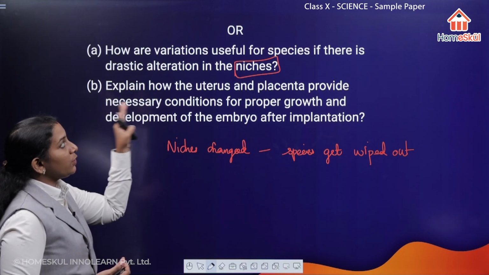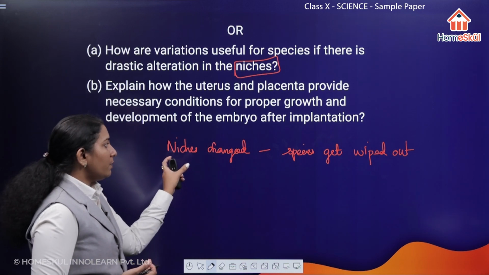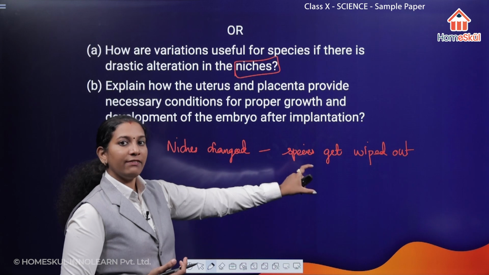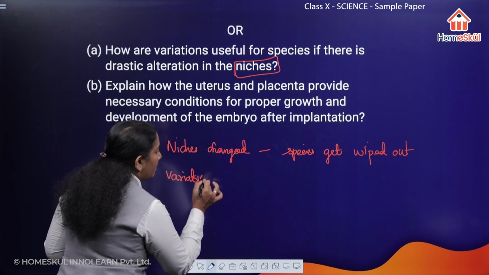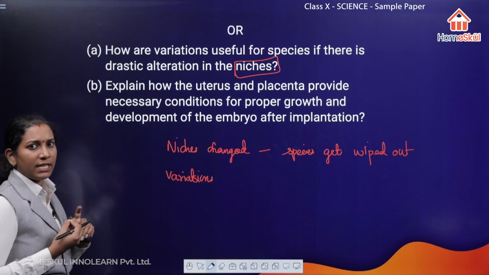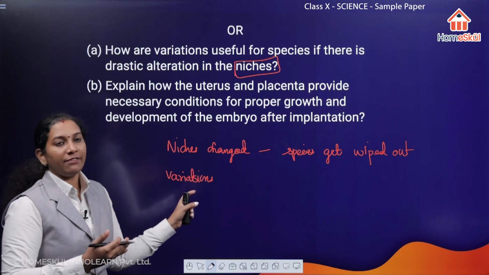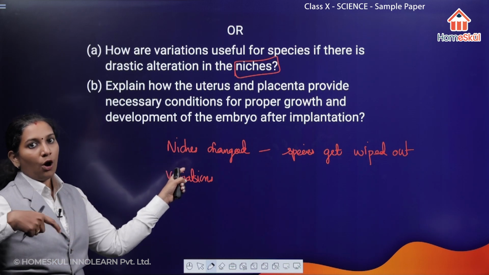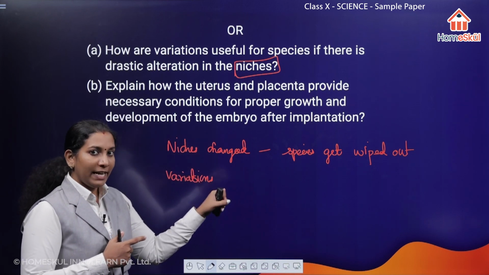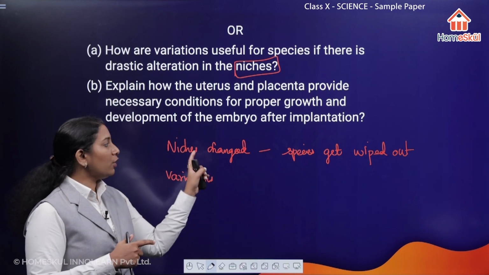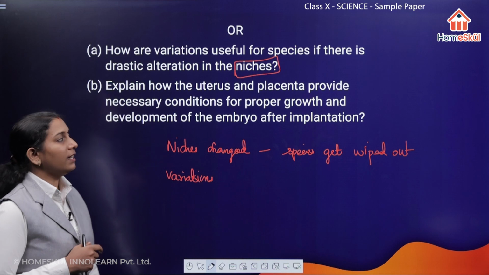So how are variations useful for species if these changes happen? If a niche changes, the organisms present in that area will get wiped out. If some of the species have certain variations, then what will happen? These variations will help that species to survive in that particular niche over a period of time. Over a period of time, these variations will accumulate and help in the survival of this particular species in that particular area. So that will be useful. That is the answer.